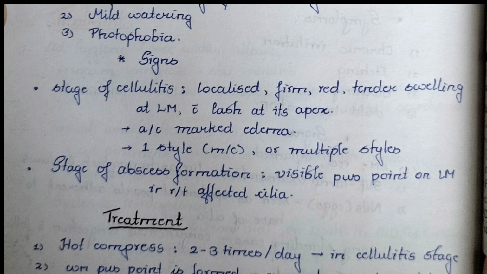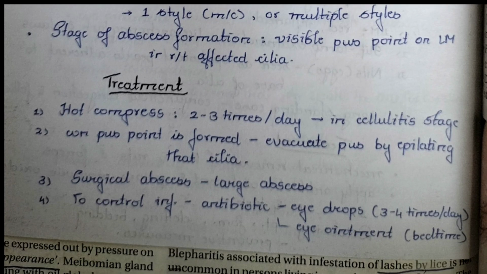In the stage of abscess formation, there is a visible pus point at the lid margin, along with the affected cilia. Treatment: you should give hot compression 2 to 3 times a day in the cellulitis stage. When the pus point is formed, evacuate the pus by epilating that cilia, which means you should pluck that hair follicle. Next, surgical abscess removal if there is a large abscess formation. To control infection, antibiotic eye drops should be given 3 to 4 times a day and eye ointment at bedtime. This is for external hordeolum.